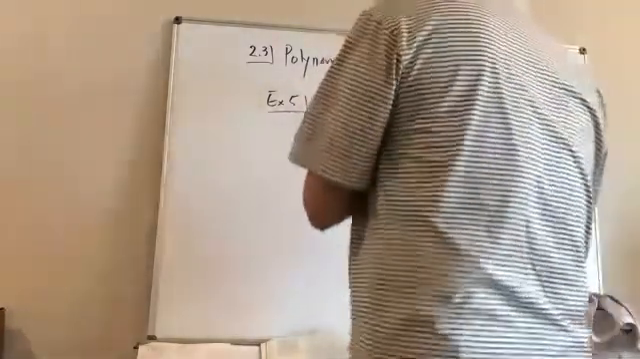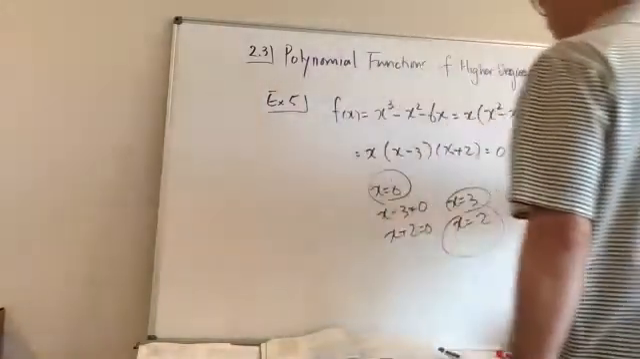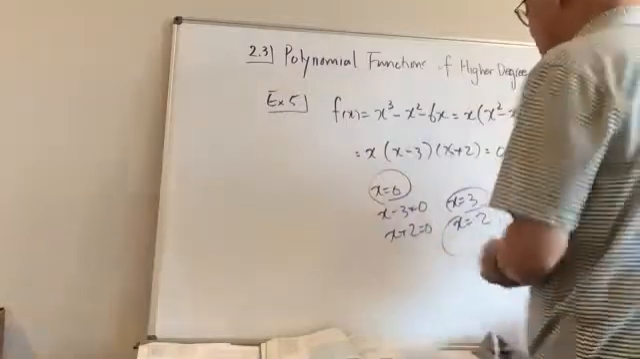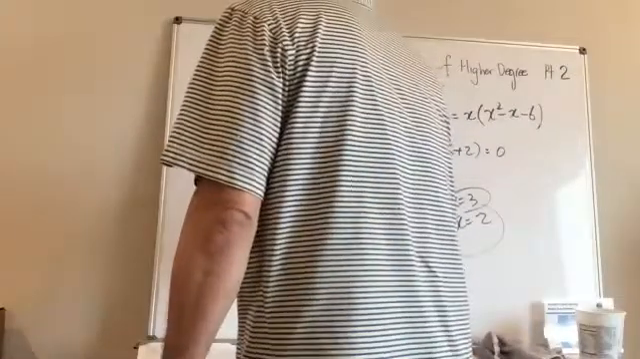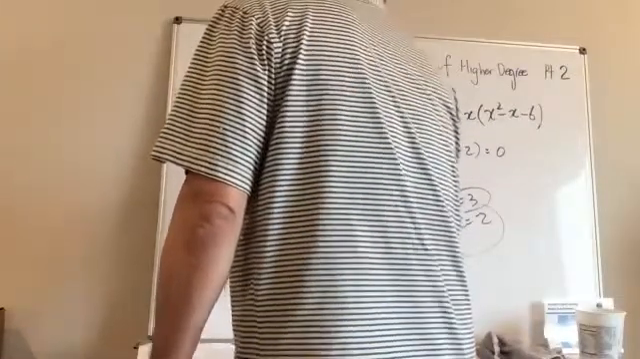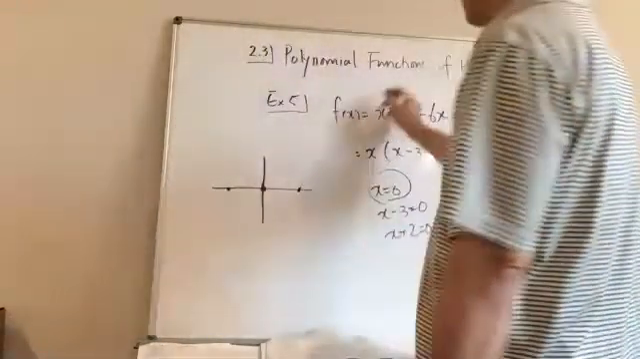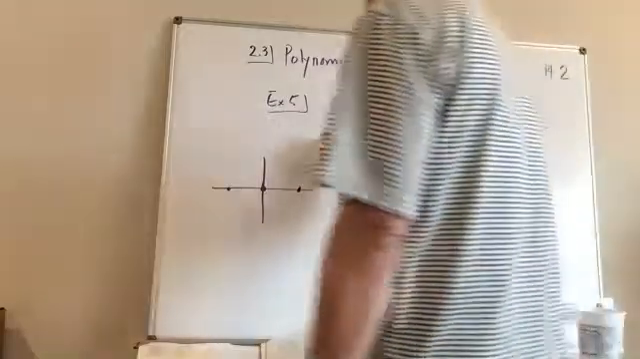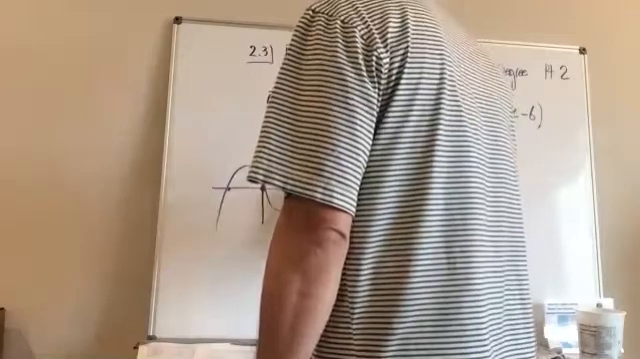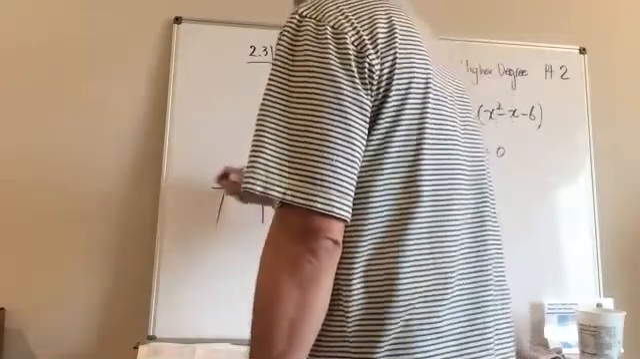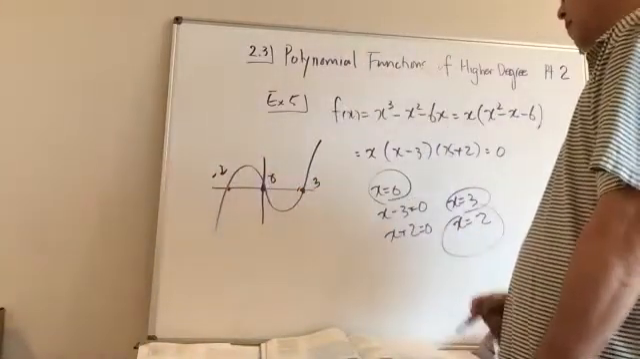Now, if I go ahead and graph this, what is it going to look like? I'm going to have a 0 here, a 0 at 3, and a 0 at negative 2. And since it's x cubed and it's positive, I'm going to start from here. It's going to look like this, with zeros at 3, 0, and negative 2. So this is what it's going to look like, okay?